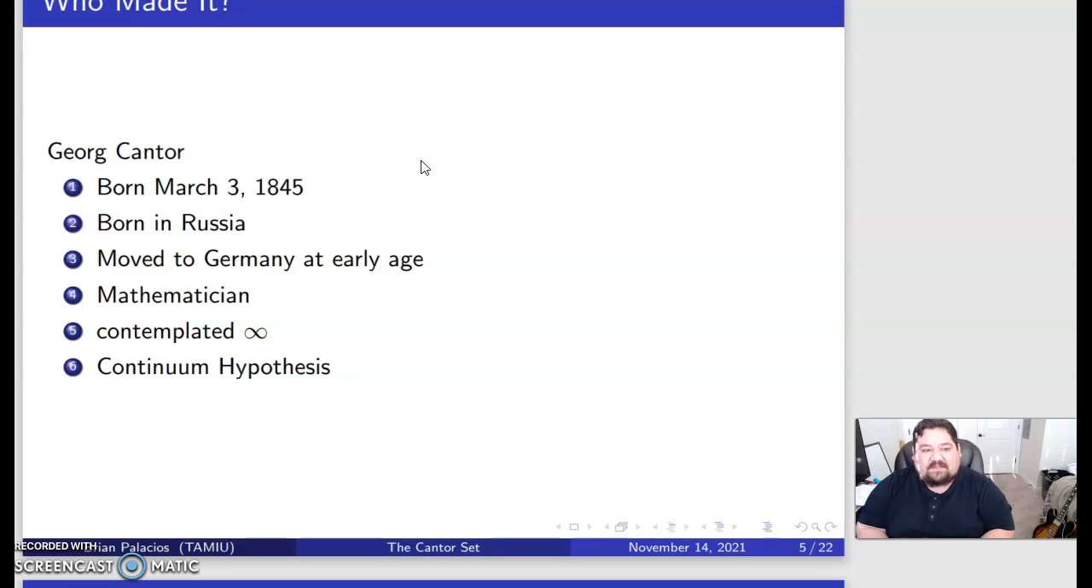He studied and got his PhD at the University of Berlin, and George Cantor really thought about and contemplated infinity. And more so, are there different types of infinity? Is there just one infinity? Are there infinities that are bigger than other infinities? George Cantor really thought about this, and the Cantor set is definitely part of this infinity thought process.